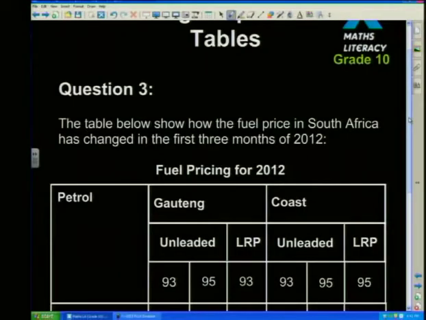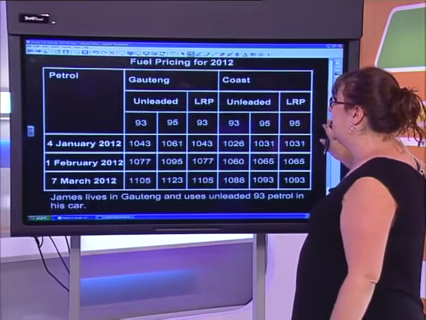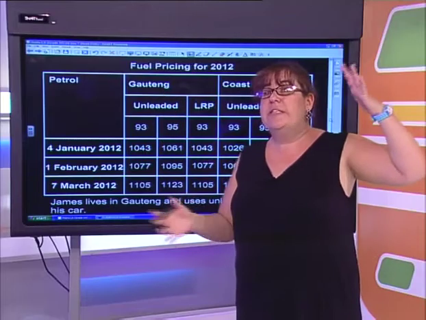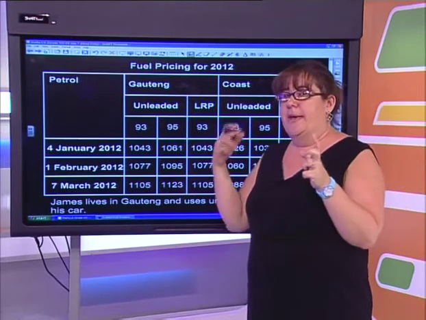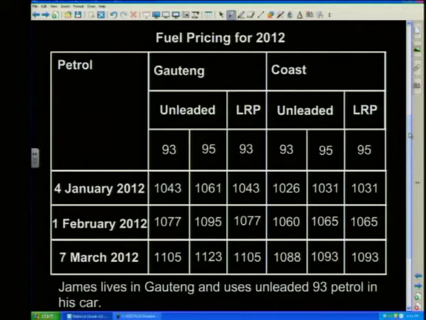Okay, so question 3 says the table below shows how the fuel price in South Africa has changed in the first 3 months of 2012, because we've just had another petrol increase, getting more and more expensive to go anywhere. So let's just discuss our table. I gave you a table very similar to this the other day, but now we've got a new petrol price. So we've got fuel pricing for 2012. We've got two different prices, Gauteng and the coast. We're dealing with petrol, and this is clearly our dates. So 4th of January we've got a price, the 1st of Feb we've got a price, and the 7th of March we've got another price. So we've just had this increase.